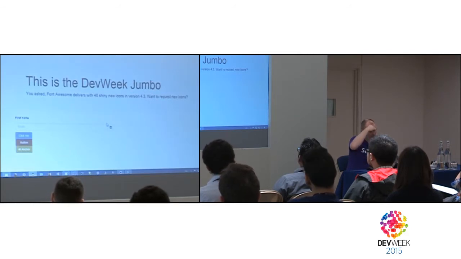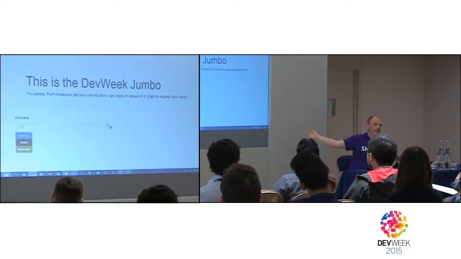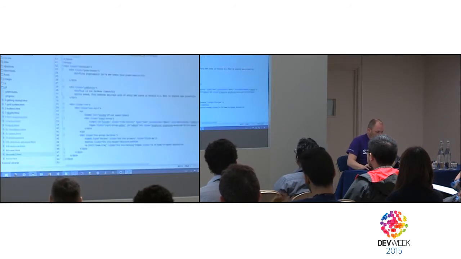Now, the Jumbotron is now inside of the container, right? So this is one way of using it. You can use it inside of the container. But what you could also do is use it outside of the container. And if you do that, it will look slightly different.